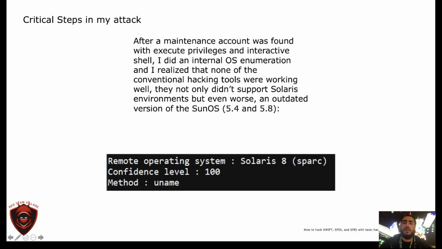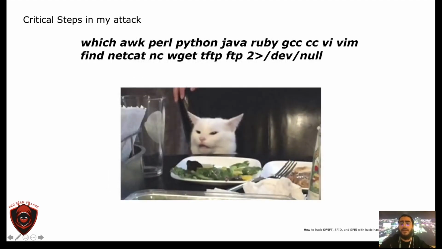They not only didn't support Solaris environments, but even worse, the client had an outdated version of Solaris. Also, most of the tools are designed to be used in Windows. There isn't even a native interpreter for that version of Solaris, and Cobalt Strike doesn't have any auxiliary modules for that. I spent a lot of time in enumeration, like some offensive security exam, and long after I found that the systems run Java.